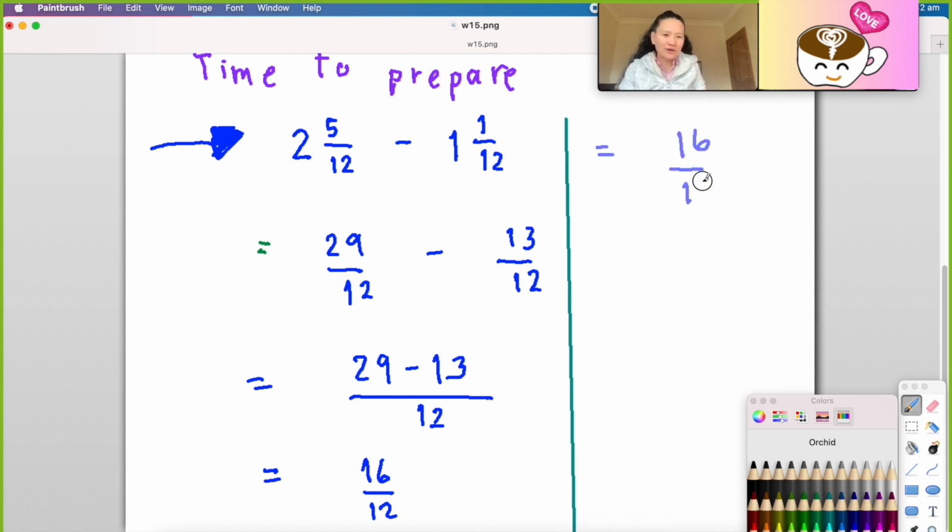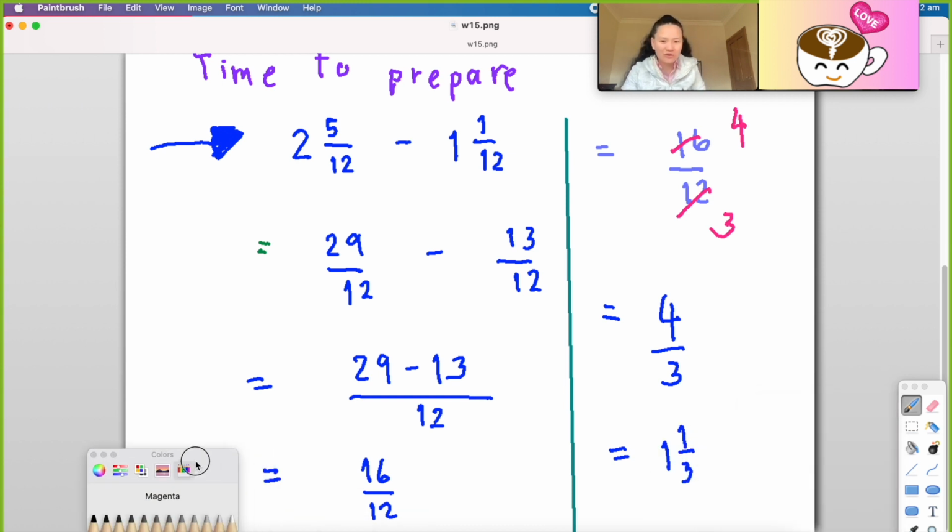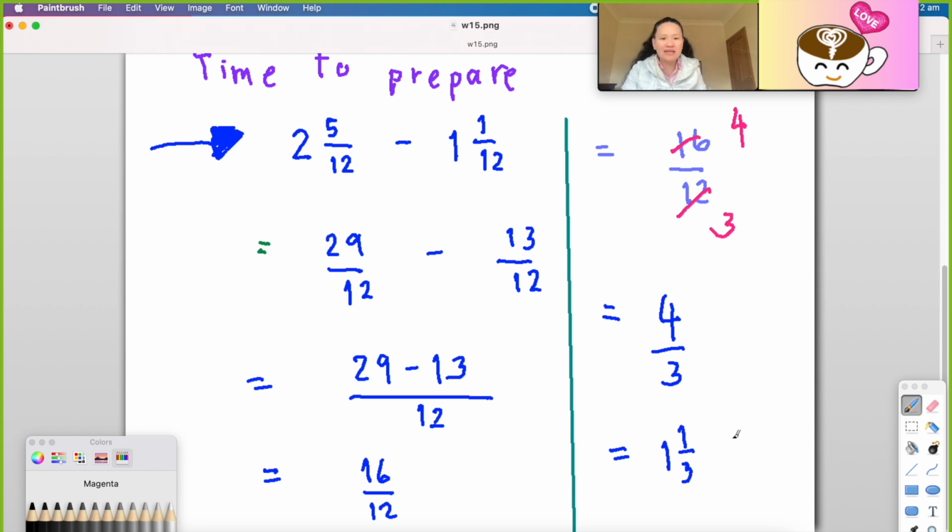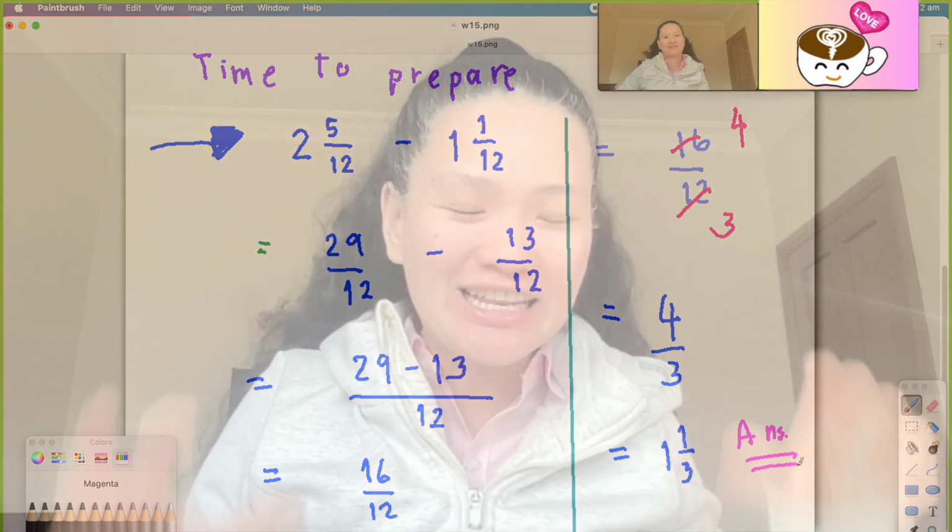16 out of 12. I'm going to cut them by 4. 12 divided by 4 is 3. 16 divided by 4 is 4. So it equals 4 over 3. 4 over 3 equals 1 and 1 over 3. And this one is your answer. So that means he has only 1 and 1 out of 3 hours to prepare.